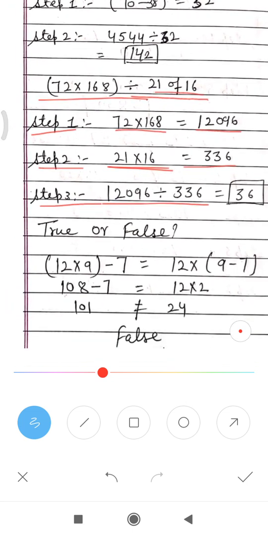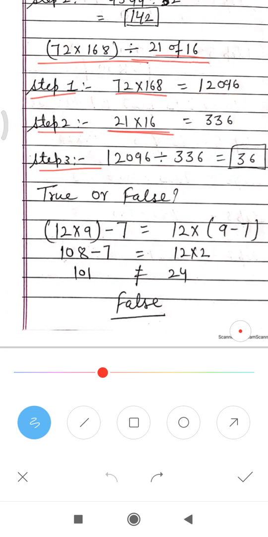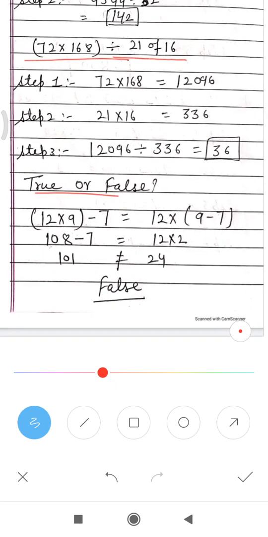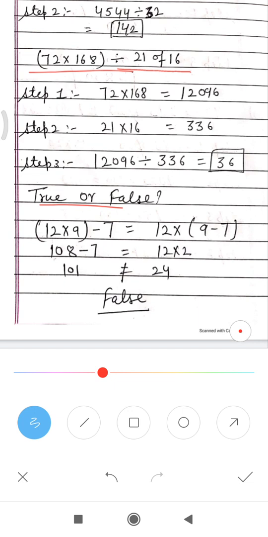Okay dear. Now next question, see, true or false. Here, see, in between, an equal to sign is given. Before the equal to and after the equal to means the left hand side and right hand side. If both are equal, it means it is true, otherwise it is false. See its A part. 12 multiply (9 minus 7) is equal to 12 multiply 9 minus 7.